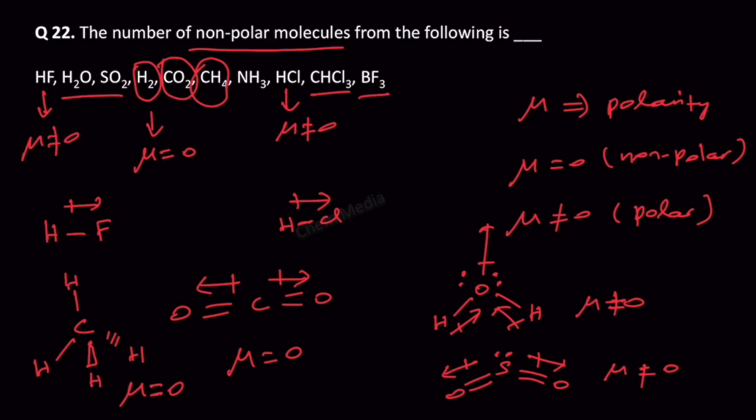BF3, once again because of symmetry, the dipole moment will be 0. Fluorine is more electronegative than boron, but still because of the symmetry of the molecule, the dipole moment will be 0. So this means that we have 4 molecules where the dipole moment is 0. Therefore, the correct answer is 4 here.